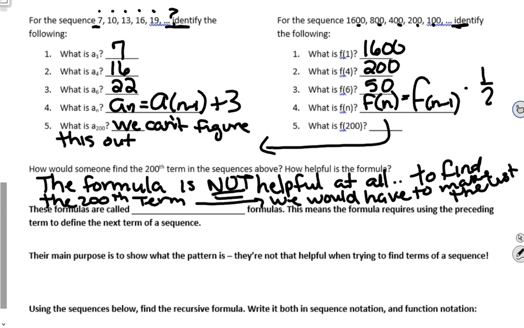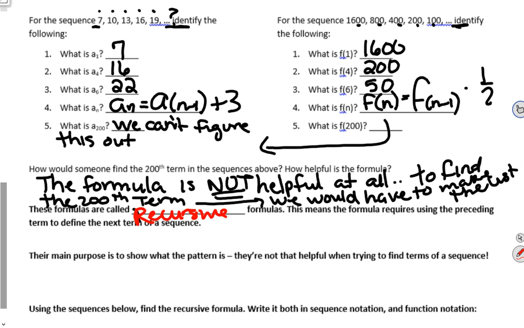Okay, so these formulas are called recursive formulas, and I'm going to change the color so that you can see this. These are recursive formulas. This means that the formula requires using the preceding term to define the next term in the sequence. It means that we need to use the term before to find the next term. If we don't have the term before, we cannot find the next term. That's why we can't find the 200th term.